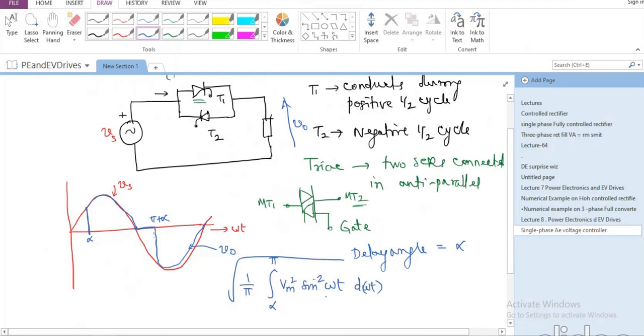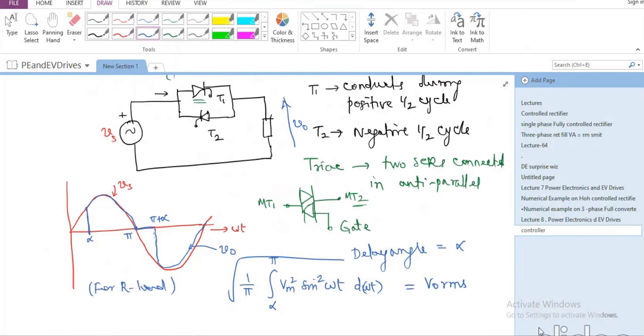Whatever is the waveform, we are going to square it and integrate it between the two limits, that is alpha to pi. And then we are going to calculate the square root of that average over pi. This is what is the RMS value. So this is going to be V0 RMS. This is for R load. If I am talking about a resistance load, this is what is going to happen.